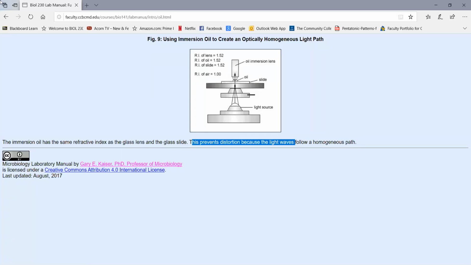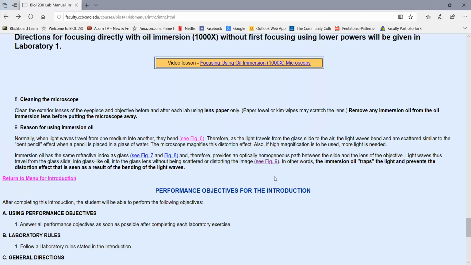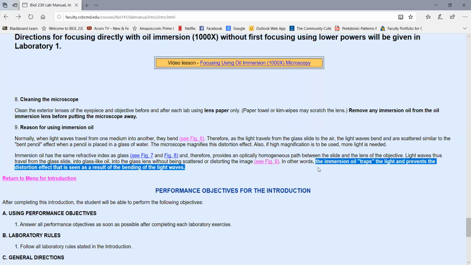So it's very important that we remember to put that drop of oil on there. That is one of our focusing steps. We use the immersion oil to prevent distortion at high magnification. Now, it doesn't help focus. I get that a lot on a quiz. The lens focuses. The oil prevents distortion at high magnification.